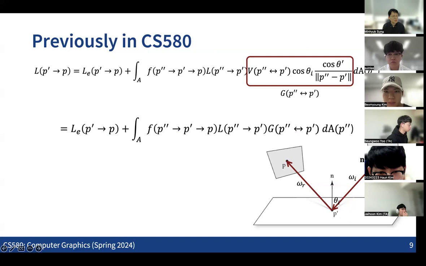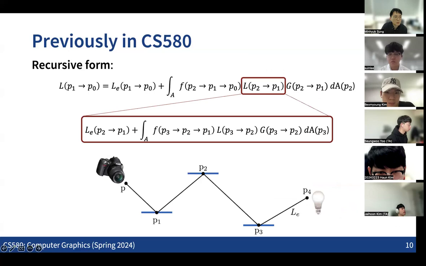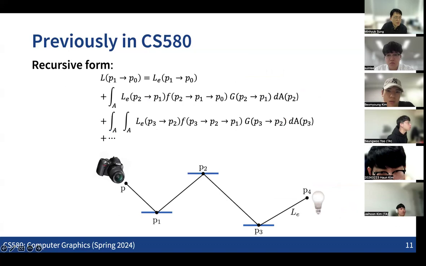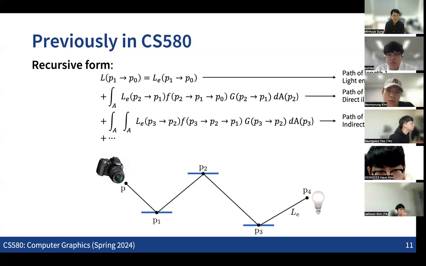So here the question is how to calculate this complex form. If we rewrite this recursive form by substituting the light source part with the calculation coming from the next bounce of the trajectory, we can see that the recursive form can be rewritten this way. We accumulate the light from the path of length one, which is the case where we just have the direct emission of the light. The path of length two is the case where we have direct illumination. The path of length three is the case where we have indirect illumination, and so on and so on. So we are adding up all those terms.